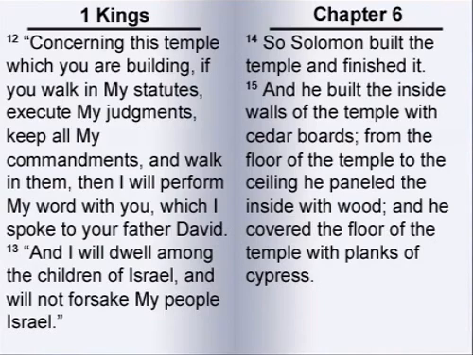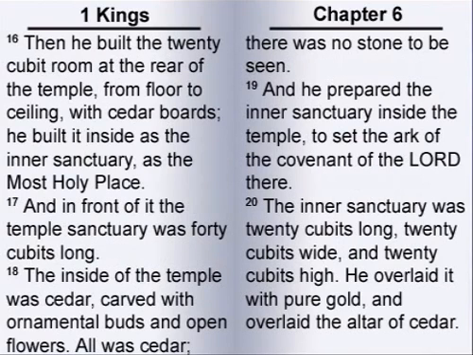So Solomon built the temple and finished it, and he built the inside walls of the temple with cedar boards. From the floor of the temple to the ceiling he paneled the inside with wood. And he covered the floor of the temple with planks of cypress. And he built the 20-cubit room at the rear of the temple, from floor to ceiling with cedar boards. He built it inside as the inner sanctuary, as the most holy place.